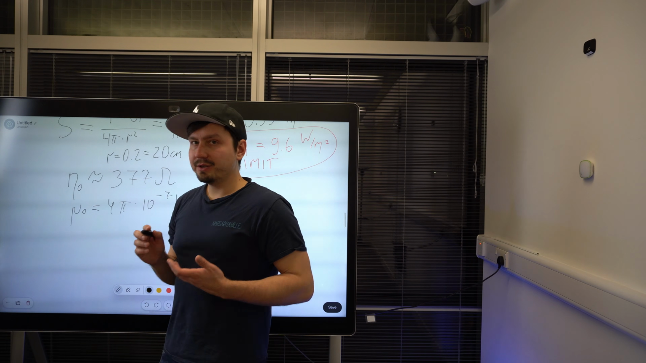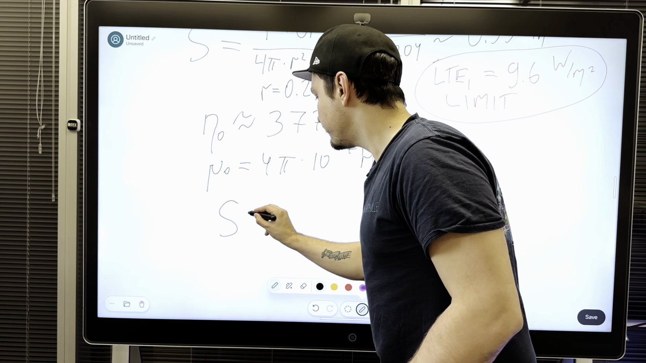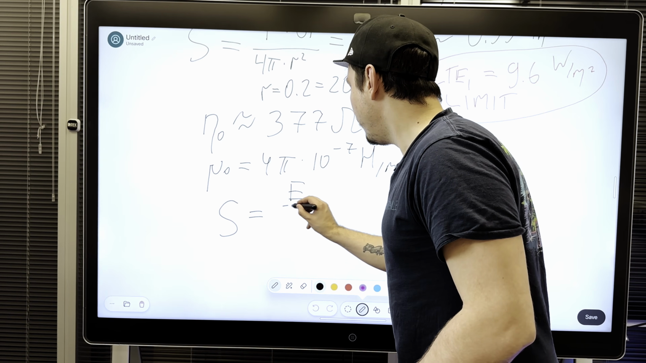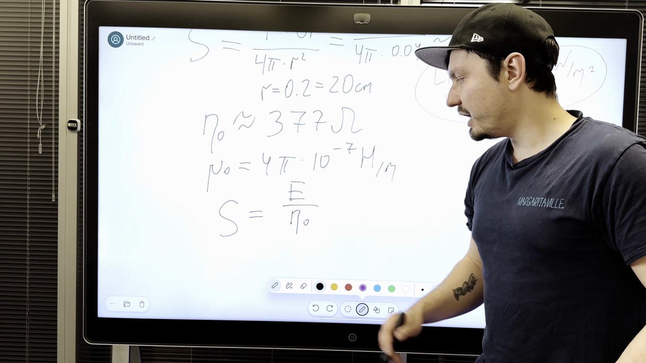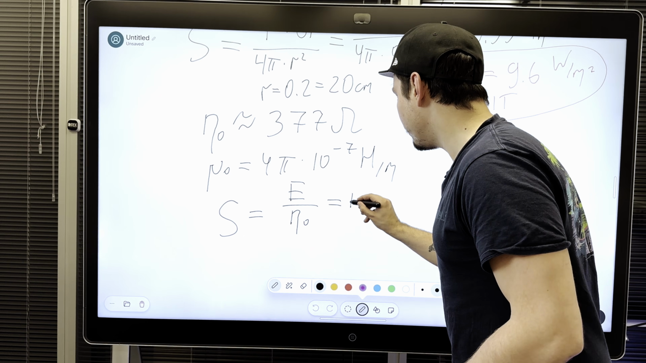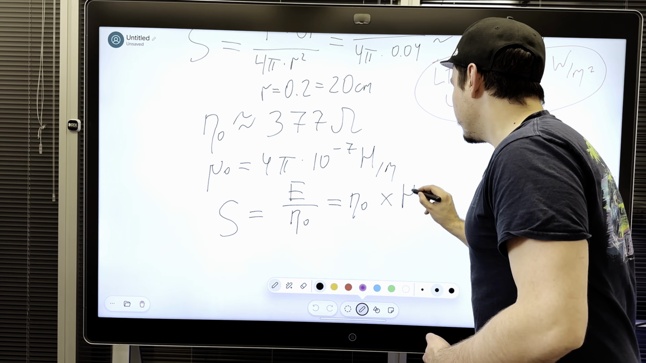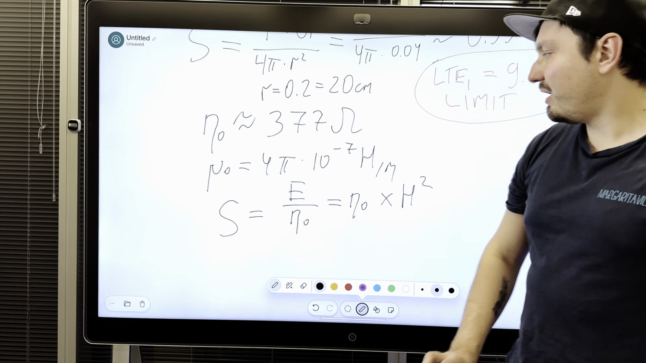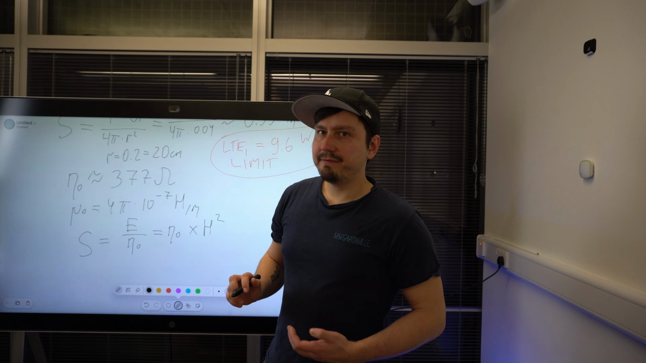And now we can write the remaining equations as follows. So S is first of all equal to the electric field squared over the impedance of free space, and by extension it also equals the impedance of free space times the square of the magnetic field. So now you have it. This is how we can figure out electric and magnetic fields.